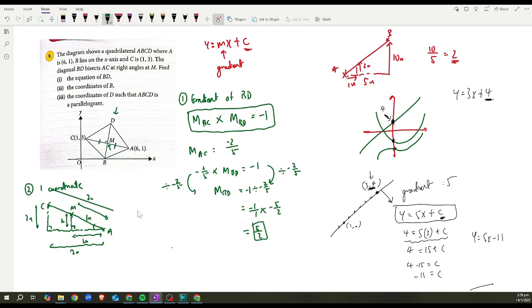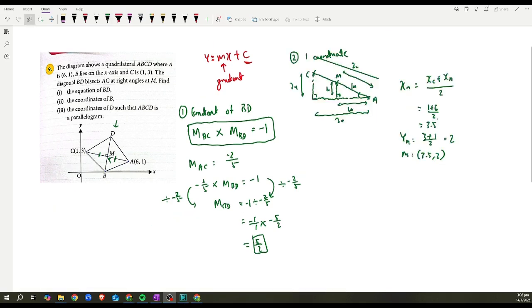Which is why to find the x coordinate of M, you just take the average of the x coordinates of C and A. Okay, so if you sub that in, it's 1 plus 6 divided by 2, so you get 3.5. And then same thing for the y coordinate of M, right? You take the average of the y coordinates of A and C. So the y coordinate of C is 3, y coordinate of A is 1. Okay, so the coordinates of M is just 3.5, 2.